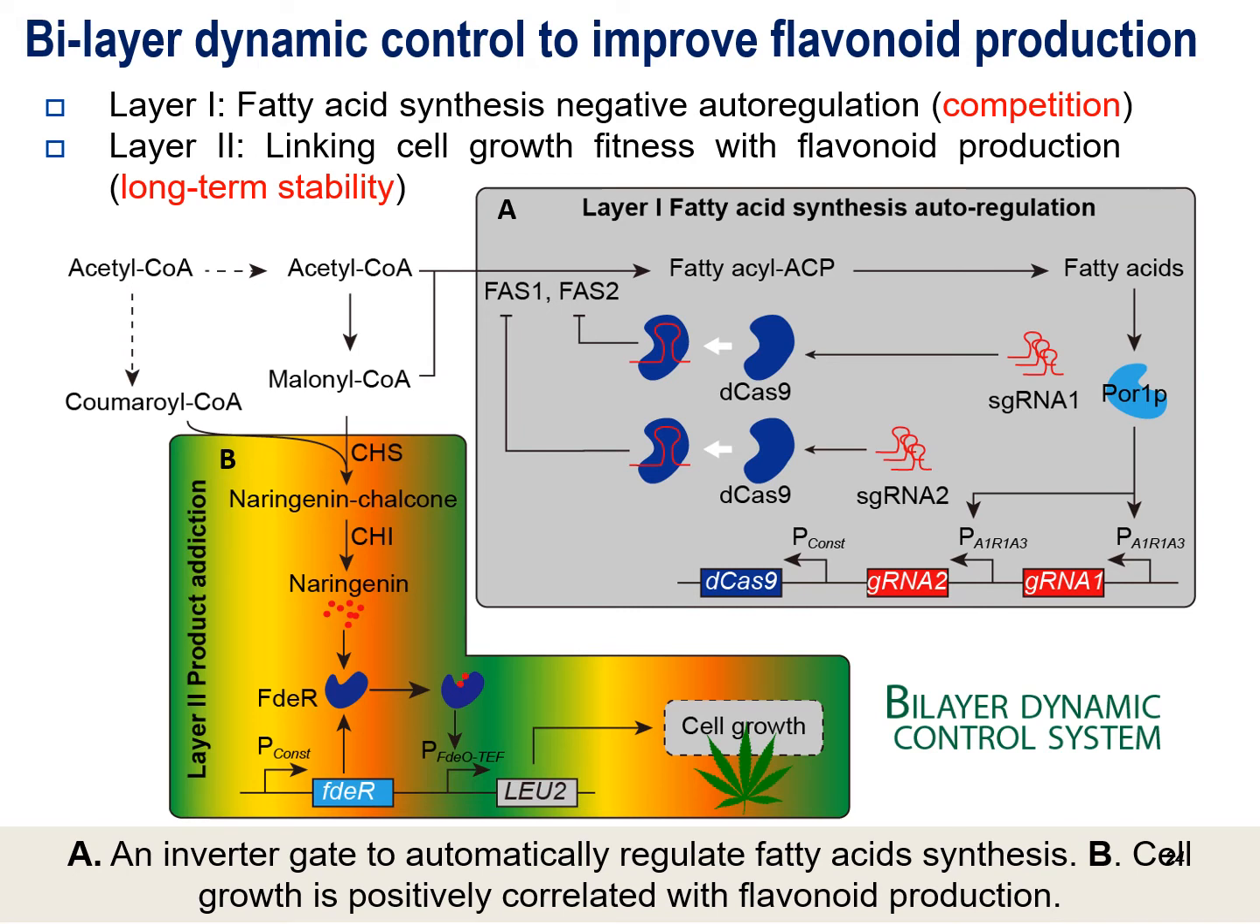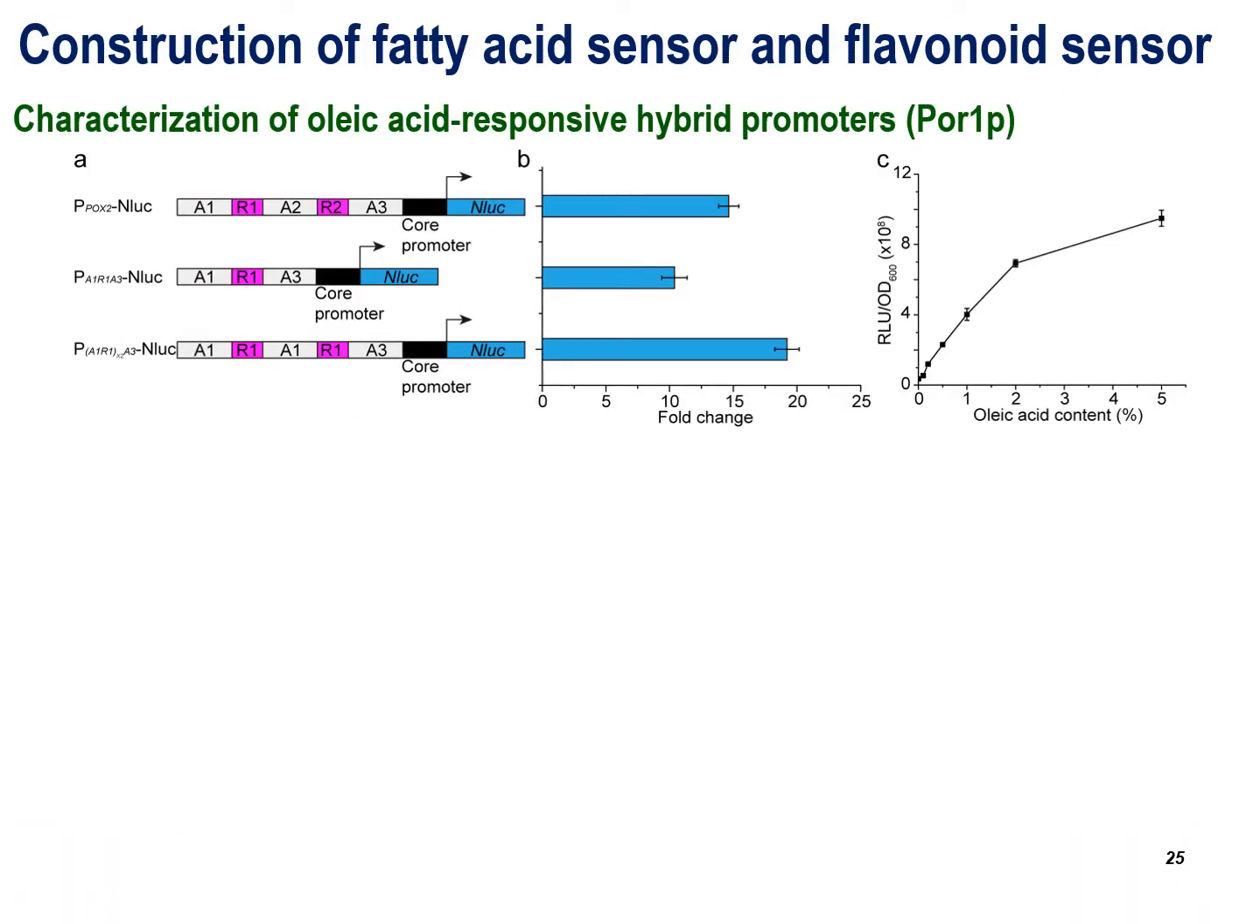So we use this linked positive feedback control and negative autoregulation control. We hope to mitigate carbon flux competition. At the same time, we try to stabilize the long-term strain performance. To achieve our goal of bilayer dynamic control, we need to build two sensors. One is the POR1P based fatty acid sensor. The other one is the FDR based flavonoid sensor.